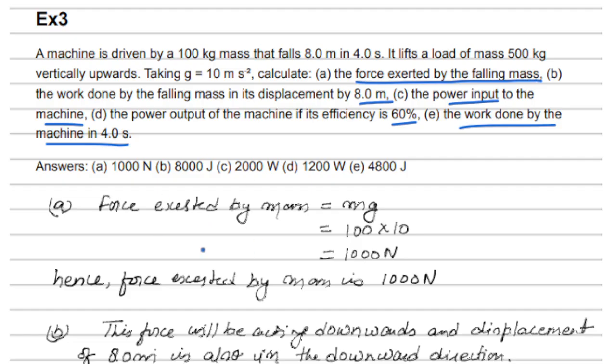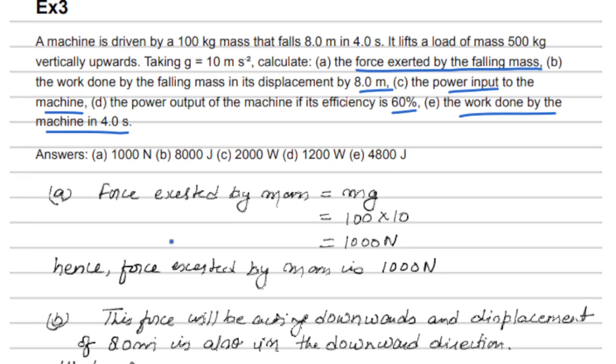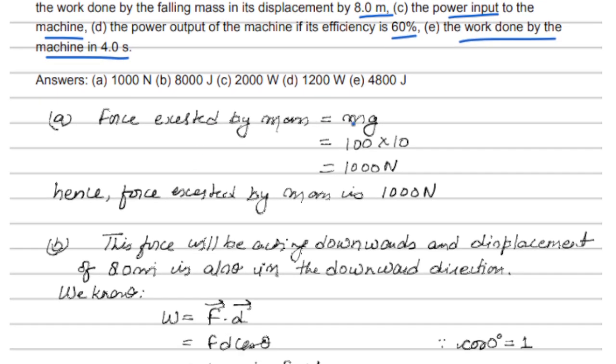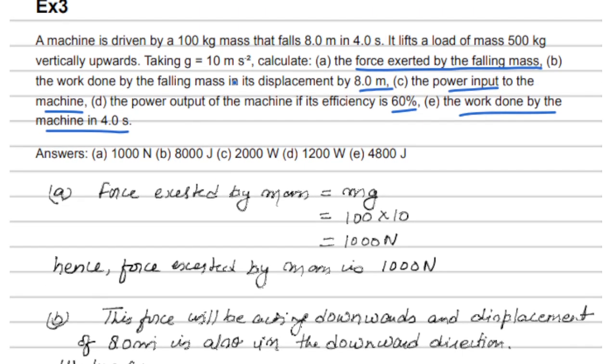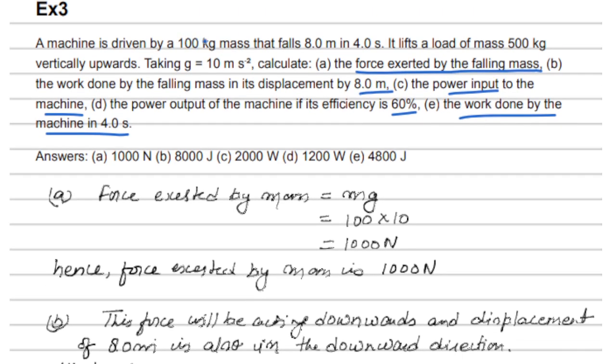Let us attempt this question step by step. First thing, the force exerted by the mass. The mass is given as 100 kg, so we just need to multiply by g. mg is the force exerted, or the weight. We have to take g as 10. So we will do that and we will get 1000 Newton. So this is the force.